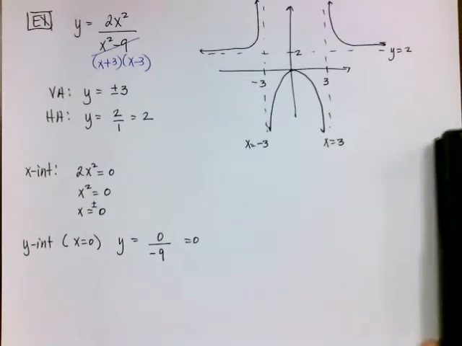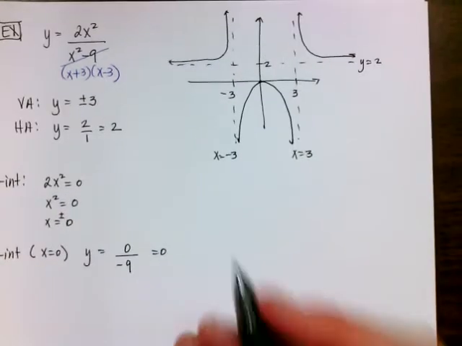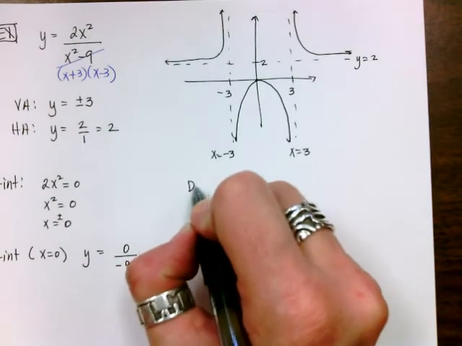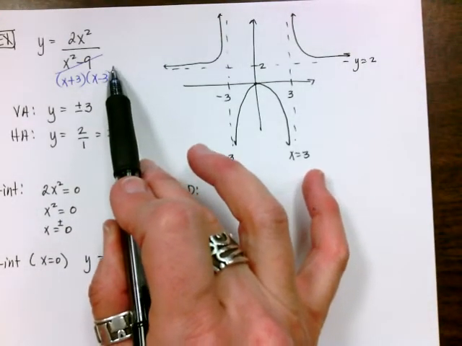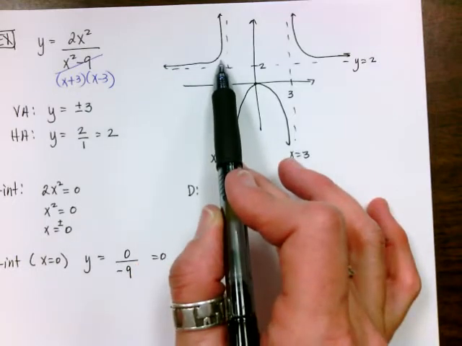All right, so now all I have left to do is talk about my domain and range. So this one's actually a little bit unique because my domain, read left to right, I'm going to go until I hit a negative 3, I have a break.